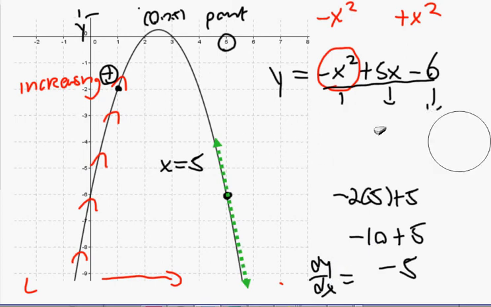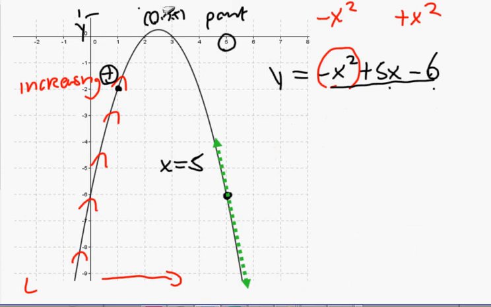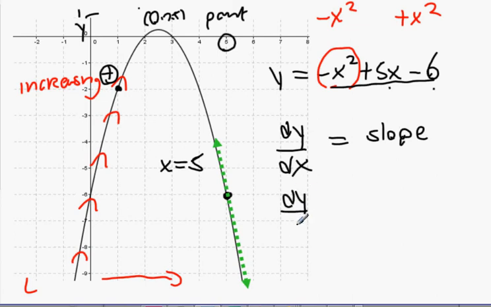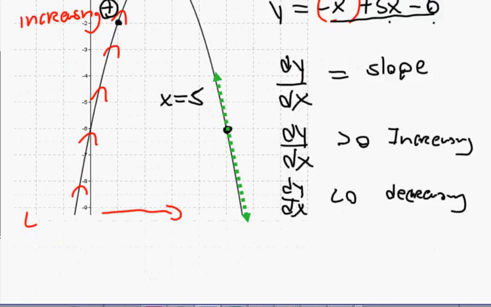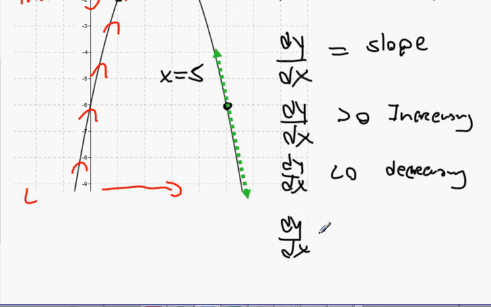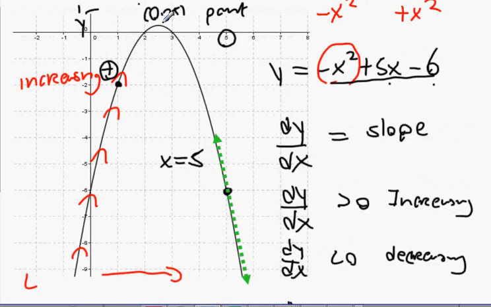So what I'm going to do is write down a list of things that you need to know. Okay, and this is not in your tables, learn it off by heart. First of all, any function differentiated equals the slope. Okay. If your differentiation, when you put in the x value, is bigger than 0, it means it's increasing. Okay? If dy dx, if your first derivative, is less than 0, it means decreasing. Okay? And then if your slope equals 0, what does that mean? Flat. It means turning point or maximum of the graph.